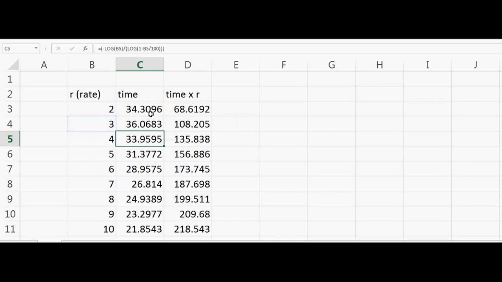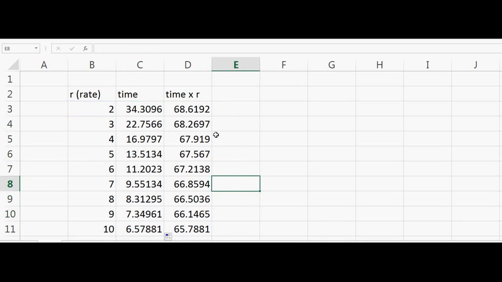Okay, I did something wrong. This should not be log of rate, it's log of 2. So we have to do this, and now you can see that time is always equal to or very close to, time into R is very close to 70. So that's why we always use the rule of 70.